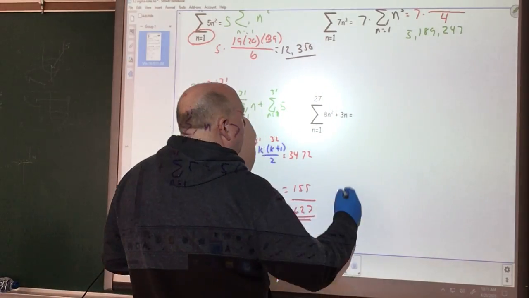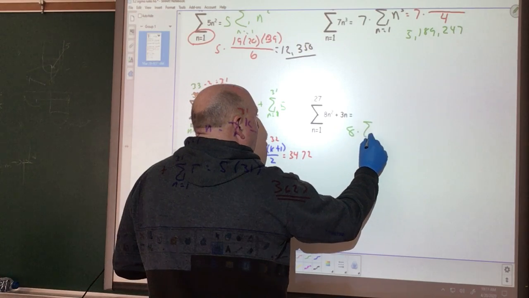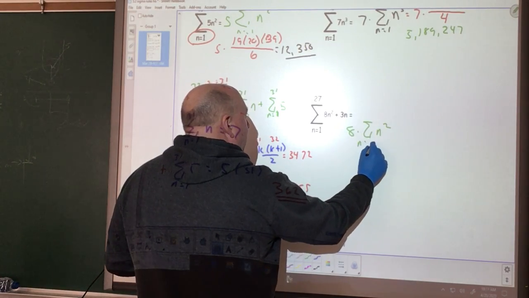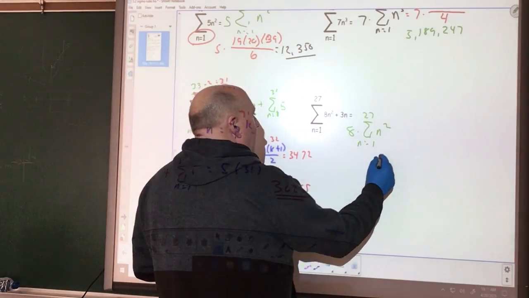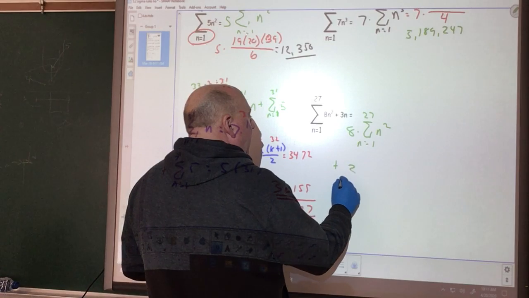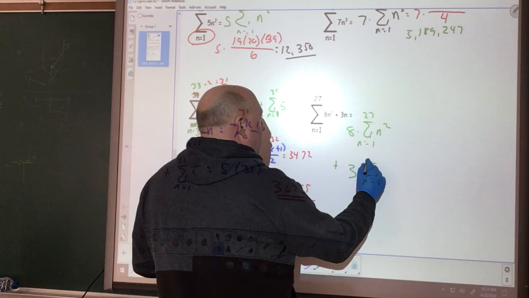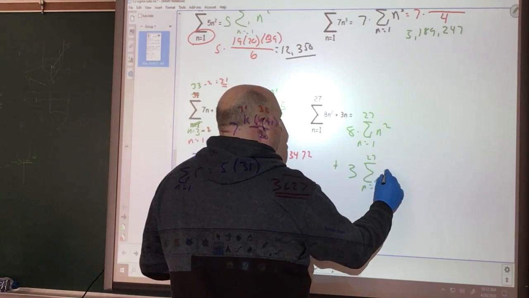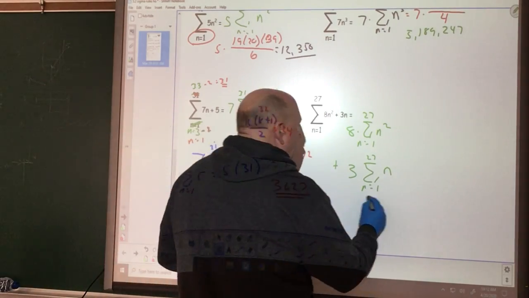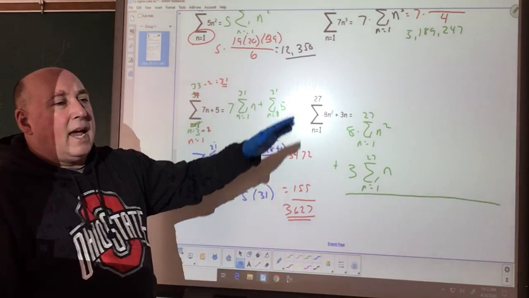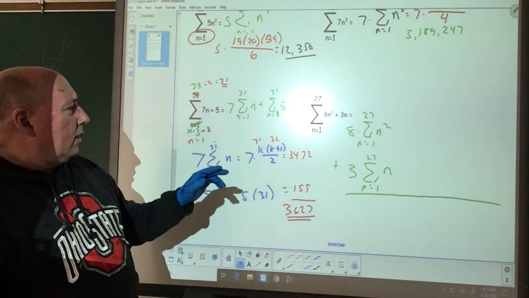So what we have here is 8 times the sigma of n squared, n equals 1 to 27, plus 3 times the sigma, n equals 1 to 27, of n. Once again, I usually work these independently and just add down my column. It keeps it a little straighter in my mind so I don't get confused.